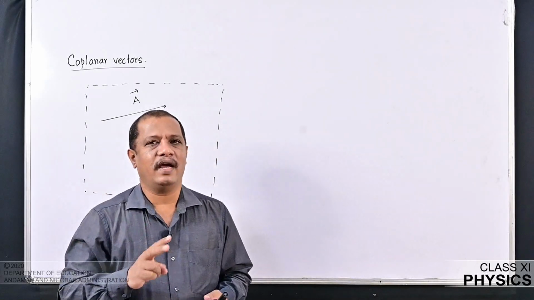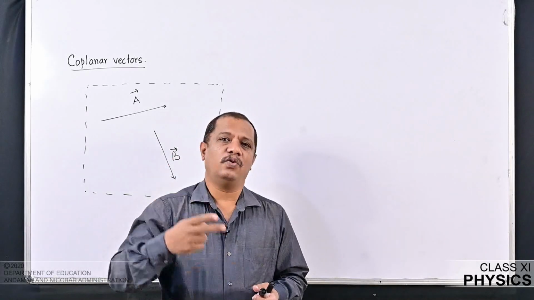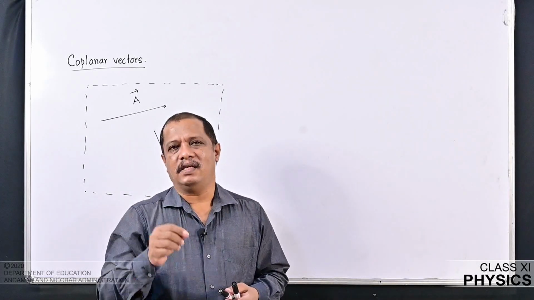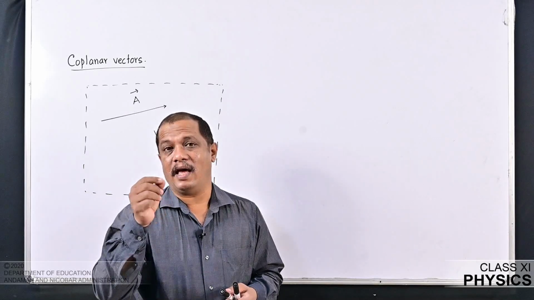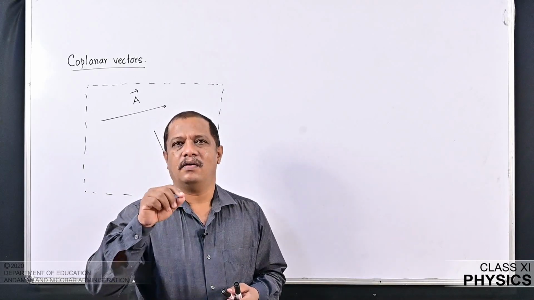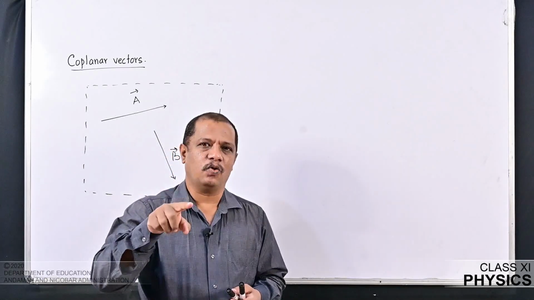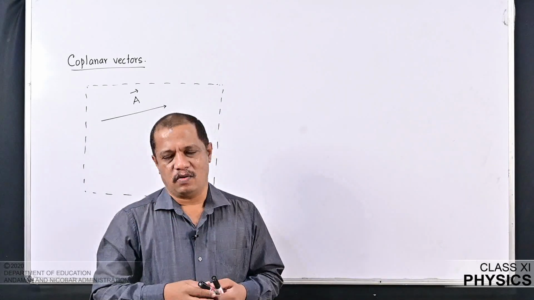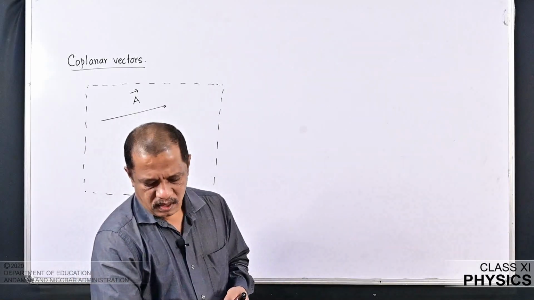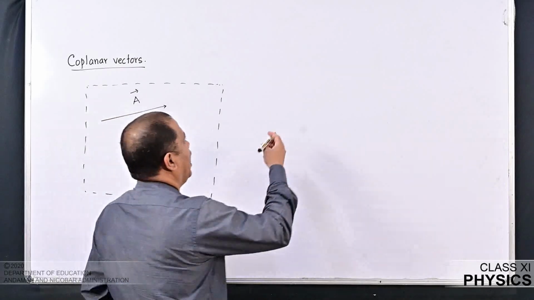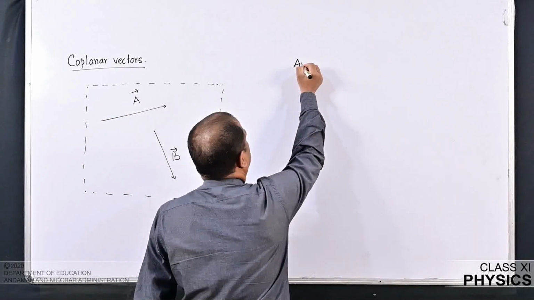But what if we have more than two vectors? If I have three vectors, then these three vectors can be coplanar or cannot be coplanar. I would say that three vectors may be coplanar or may not be coplanar. Next, let's have a look at the angle between two vectors.